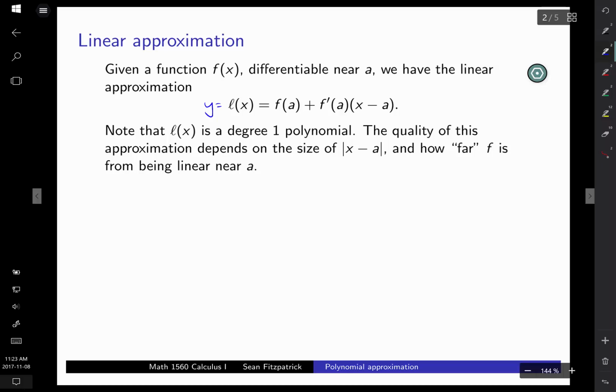But we know that this approximation only really works if we stick close to this point a. We want to make sure the error is not too big, so we can make that error small as long as we keep the difference between x and a sufficiently small. As long as x minus a doesn't get too big, our error doesn't get too big, and we have a good approximation.